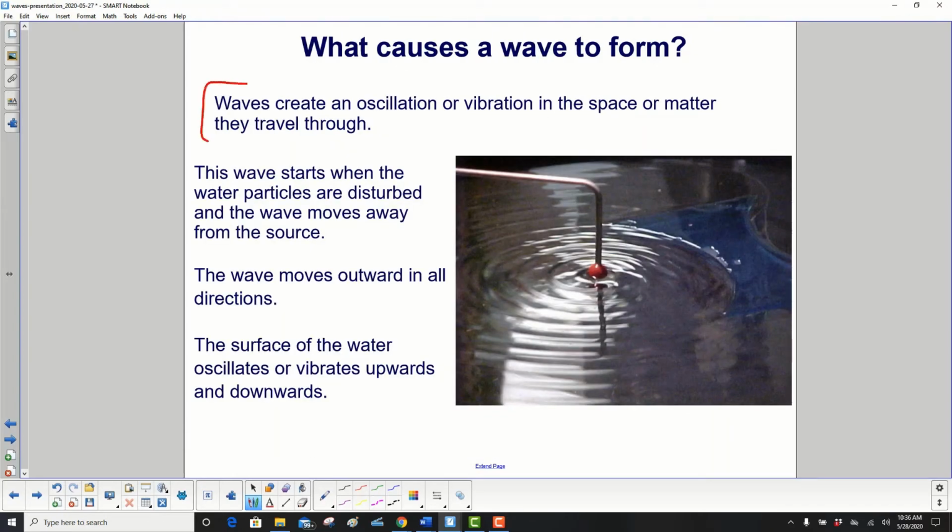Well, what are waves doing? They are creating an oscillation or a vibration in the space or matter they travel through. That means it goes up and down, it's vibrating. This wave starts when the water particles are disturbed, and the wave moves away from the source, and the source is that little red ball. The wave moves outward in all directions, and the surface of the water is oscillating, and it's vibrating up and down, up and down. That's the oscillation.